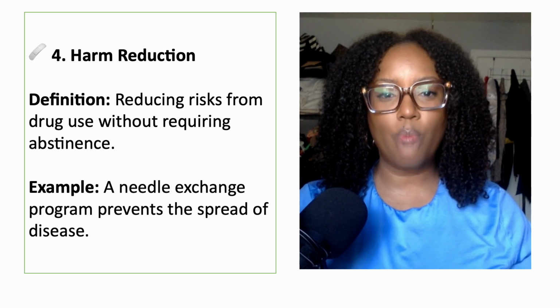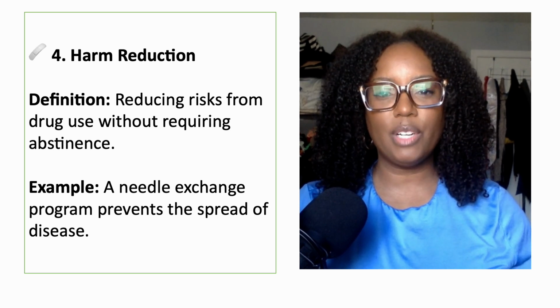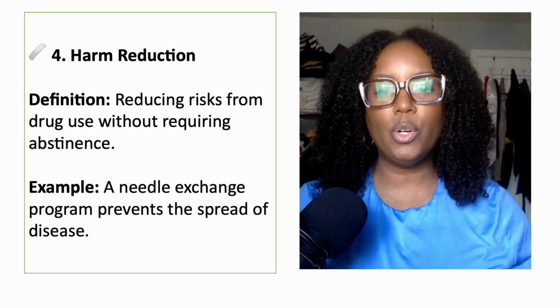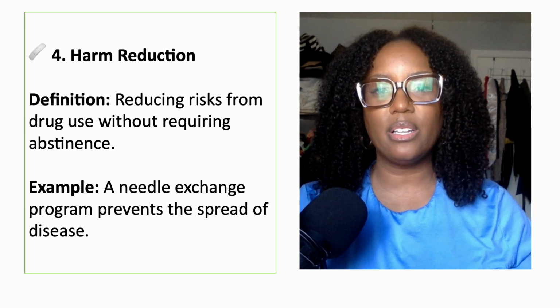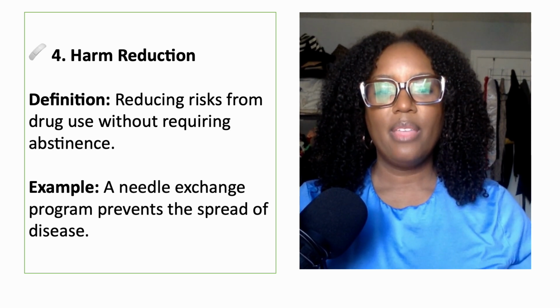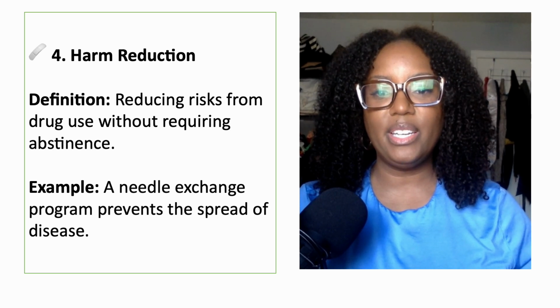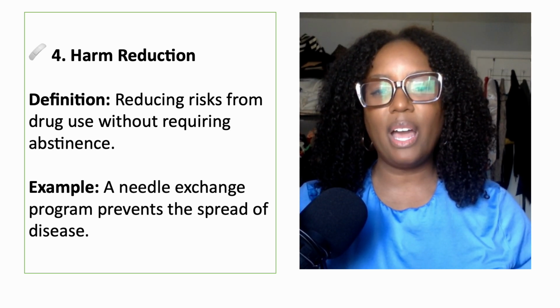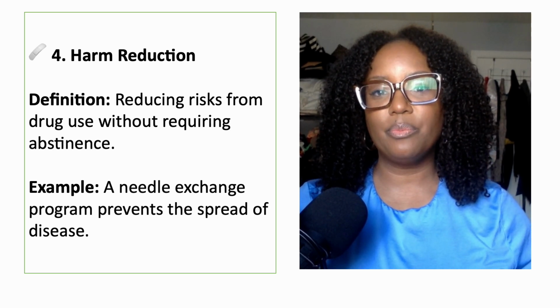Term 4 is harm reduction. This approach doesn't require total abstinence. It focuses on reducing the negative effects of substance use. For example, needle exchange programs. They help prevent the spread of HIV and hepatitis, even if the client isn't ready to stop using yet.